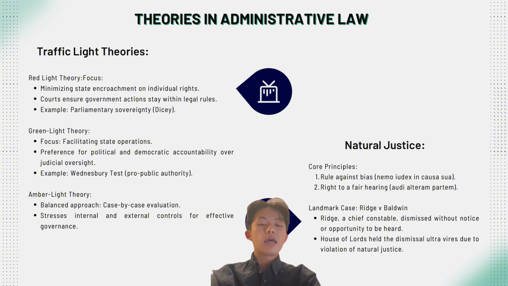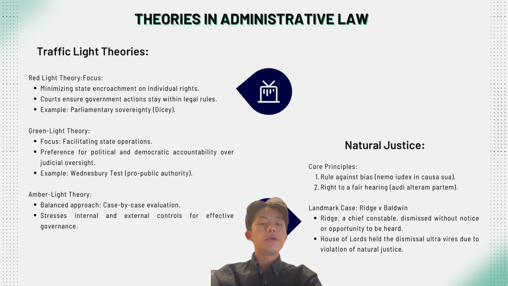period. It argued that administrative law should be used as a way of facilitating the operating of the state rather than controlling it. Besides that, as society has become more complex, it is argued that the court should endeavor to take a less restrictive view of administrative action. Supporters of green light theory believe that political and democratic forms of accountability are preferable to the court.